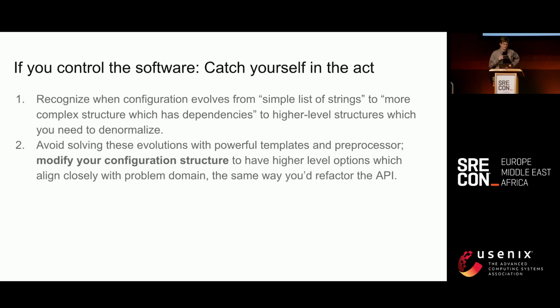If you do control the software, what I'm proposing is that you try to catch yourself in the act. You recognize the point where configuration evolves from being a simple list of strings or ints into a more complex structure, with dependencies probably. When this happens, instead of having a pre-processing layer or a templating layer that generates it, try to think what the real API is, and try to build up a structure, a real API that matches the problem domain.